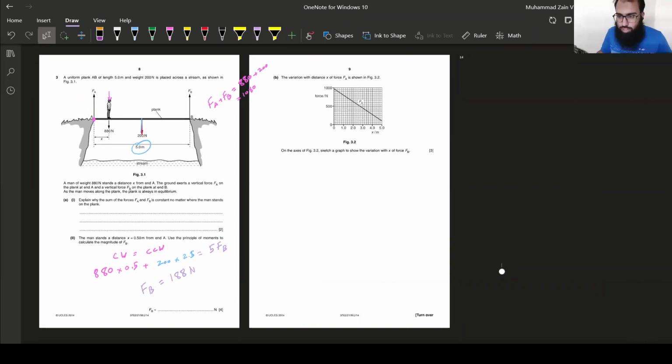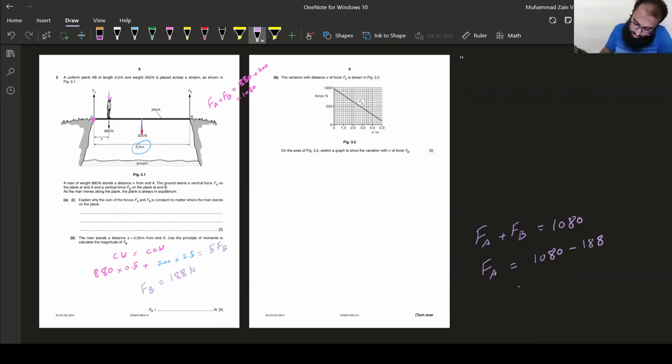And now if I ask you to find FA, how do we do this? There could be two ways to do it. Similarly, the second way also applies to FB as well. What are the two ways? I know that the sum of FA and FB is always supposed to be equal to 1080 because they're supposed to be equal to the weight. So if I need to find FA, I could just simply say FA equals 1080 minus FB, which is 188. So that's how I would be able to find FA. That's the simpler way. And we could have done this the exact opposite way as well.